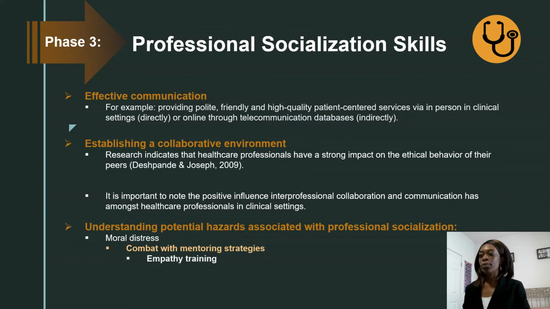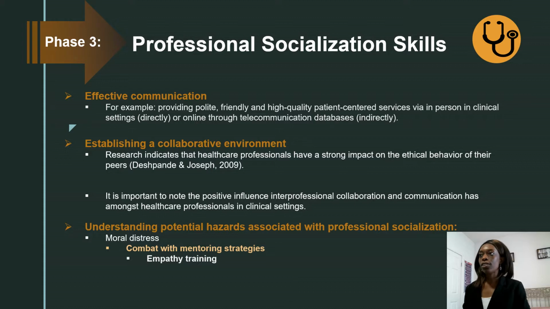Also, it's important to understand the potential hazards associated with professional socialization. This includes moral distress. And when you look at moral distress, it's very common in clinical settings. It is a cognitive emotional dissonance that can arise when individuals feel compelled to act against their moral requirements. This is stated by Berger, 2014. Some of the most common situations that involve moral distress include aggressive treatment of dying patients, witnessing or the participation of substandard care, and the involvement of withholding information with patients, also stated by Berger.